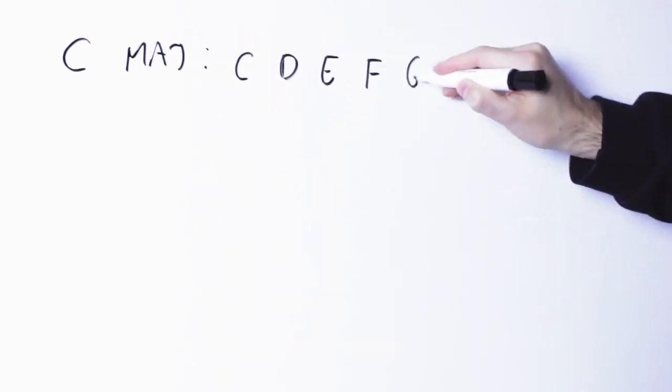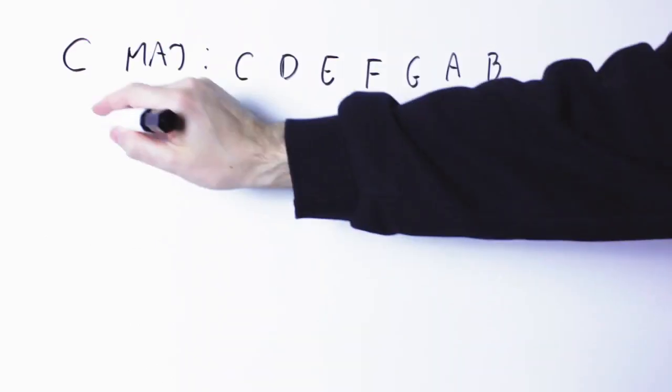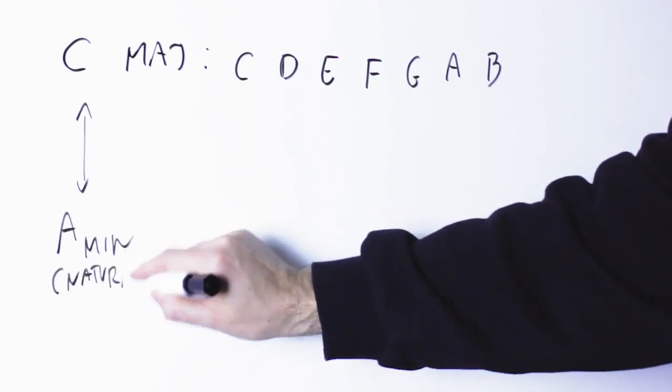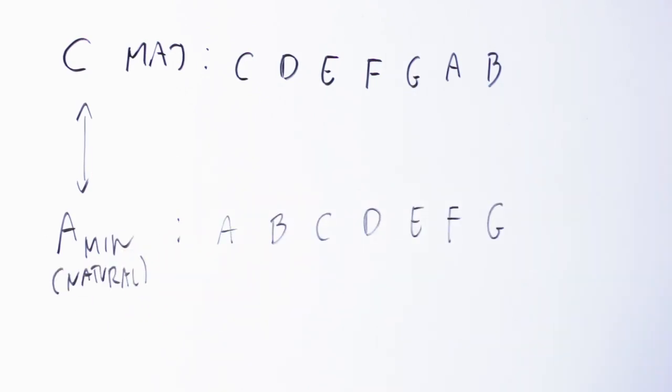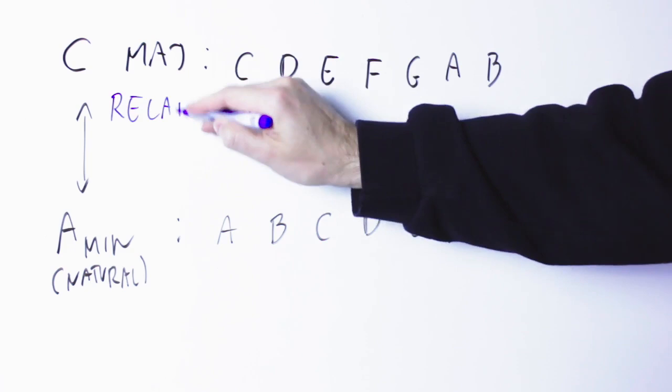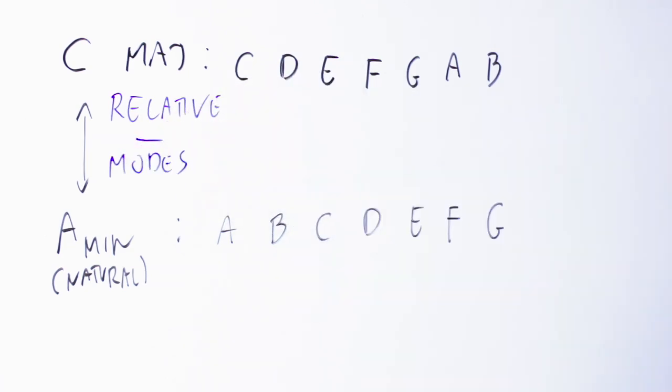Let me explain this in a simple way. The C major scale also has the same notes as the A minor scale, A, B, C, D, E, F, G. In classical theory, we say that those two scales are relative of each other, but we could also say that they are modes of each other. Now, despite having the exact same notes, the C major scale and the A minor scale sound different. For instance, here's something in C major.